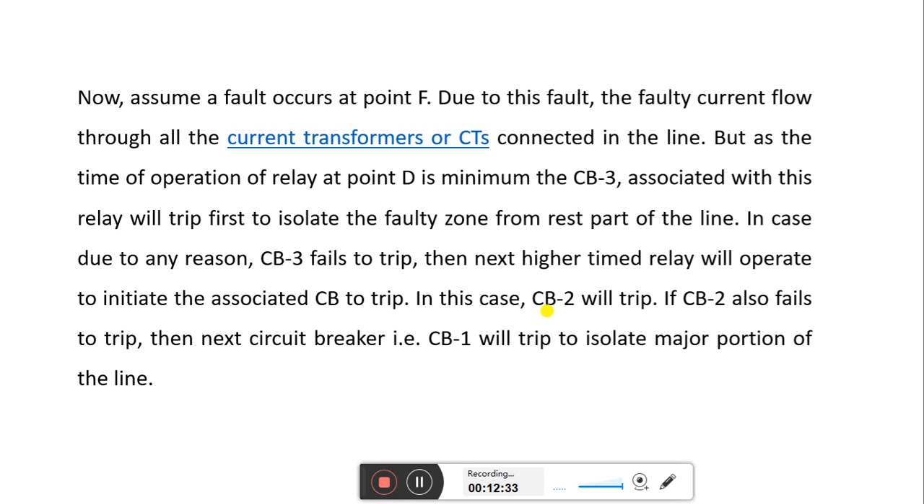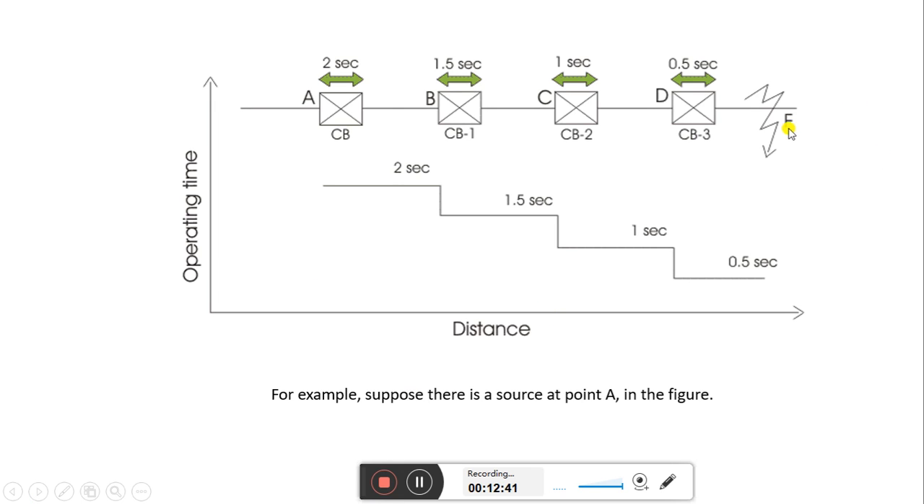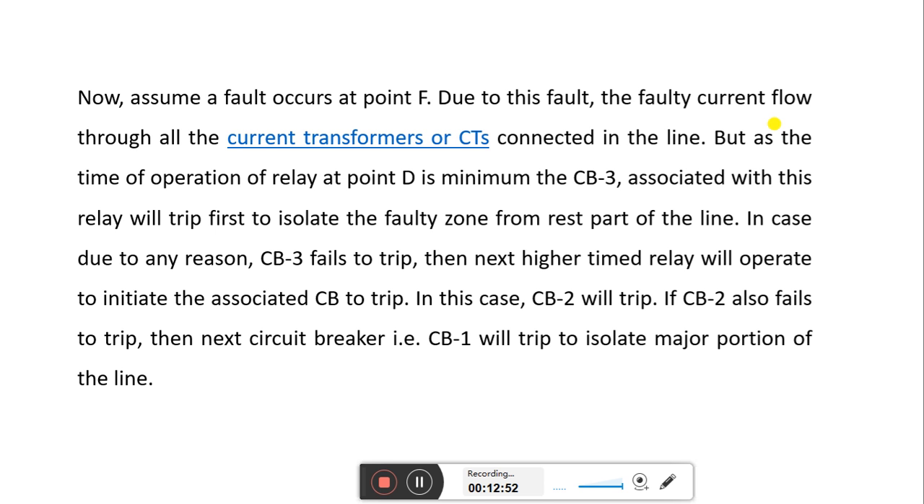Now assume a fault occurs at point F. Let us go back and see, this is point F. Now suppose a fault occurs at this point F. Then what will happen? Due to this fault, the fault current flows through all the current transformers or CTs connected in the line. Since all these CBs are connected in series with the line and the fault point is at the farthest distance from the source, the source current will flow through all circuit breakers because they all are in series.